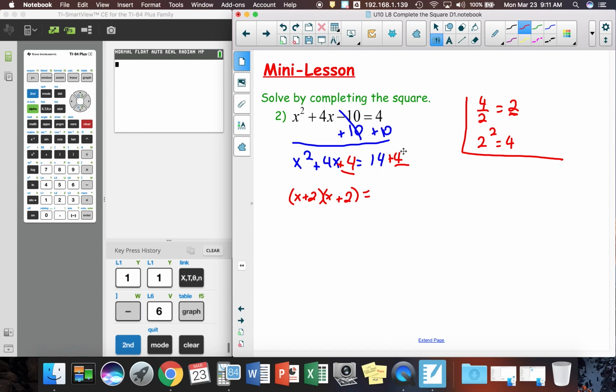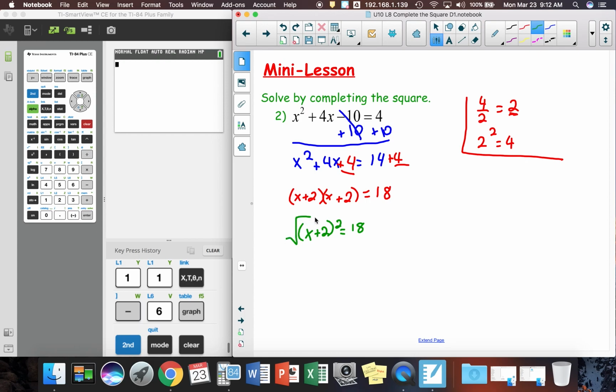And then on the right side, I combine this. 14 plus 4 is 18. Okay? Now the next step is that I'm going to rewrite the left side here. So I have x plus 2 squared equals 18. And you guys know what to do from here. We're going to square root both sides and solve for x.